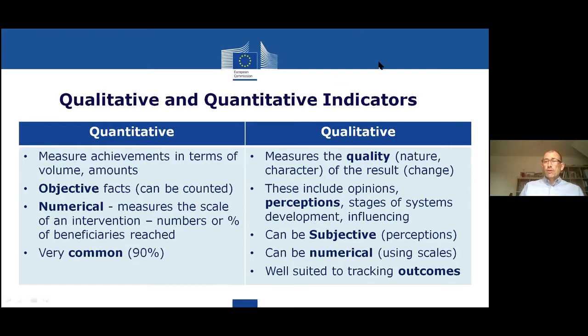The other type of indicators are qualitative indicators. These measure the quality of a result, the nature or the character of the change which has happened, or the nature of the quality of our output. So these include opinions, perceptions, or stages of system development. And therefore they can be subjective.